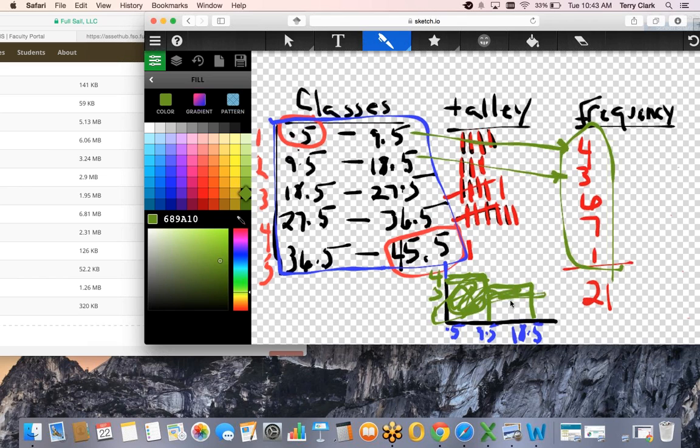Okay, now remember, histograms work off of intervals or continuous data. So you shouldn't have like one number there. So that first one is from 0.5 to 9.5, and then the second one is from 9.5 to 18.5. And there should not be any spaces between them. They should always connect unless the frequency is 0.